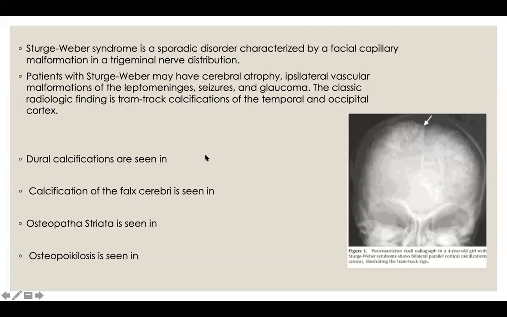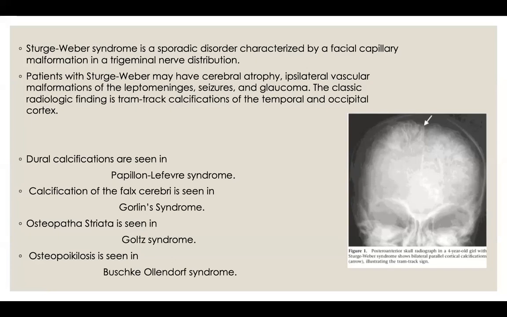These are very classical radiological presentations of some diseases. Dural calcification, where can you see the dural calcification? Very important radiological finding. In which disease? You have to refresh your memory. It's Papillon-Lefevre syndrome. You have to remember this. The calcification of the falx cerebri is seen in which syndrome? Yes, it's Gorlin syndrome, Dr. Michelle. Osteopathia striata? Yes, it's in Goltz syndrome. Osteopoikilosis is seen in which syndrome? Yes, it's in Buschke-Ollendorff syndrome.